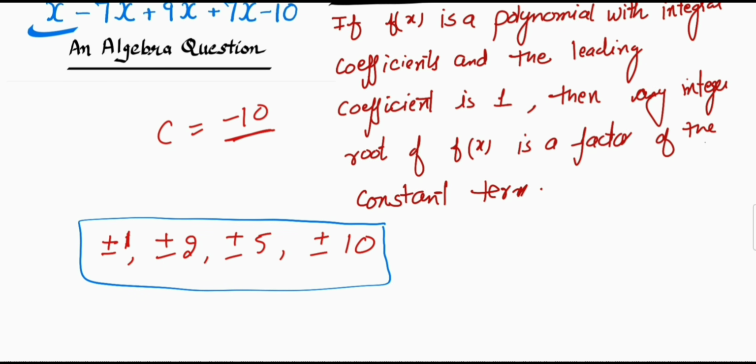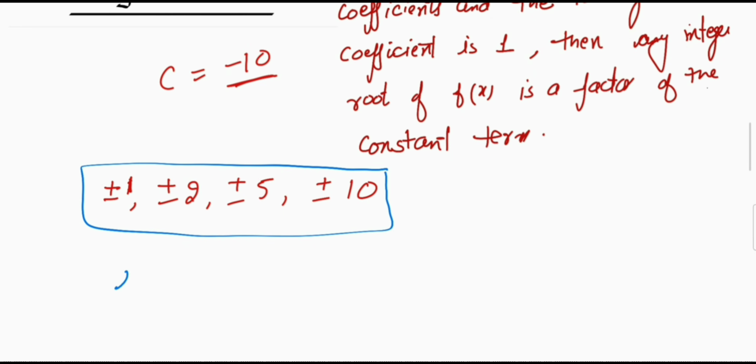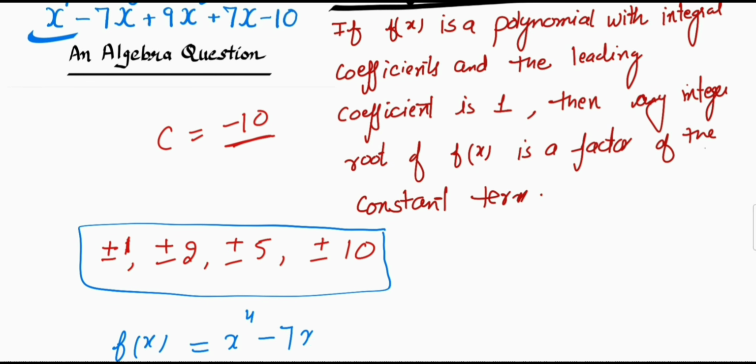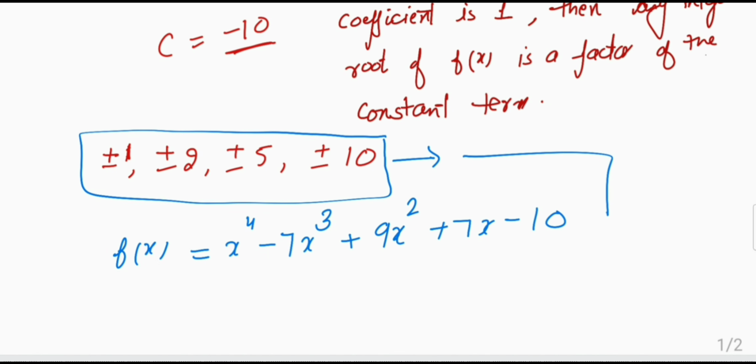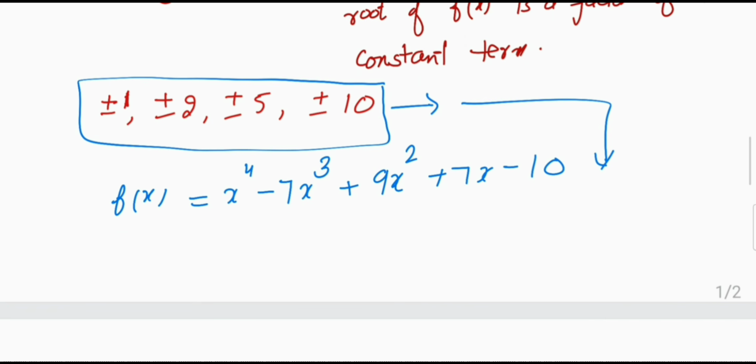Let me take the polynomial f(x) equal to x raised to power 4 minus x raised to power 3 plus 9x square plus 7x minus 10. Now all these are the possible factors of this polynomial. One by one, by putting all these values, we can find out the factors of the polynomial. Let's take 1 as a factor of this polynomial. Then f(1) must be equal to 0. If it is 0, then it is a factor of this polynomial. If it is not equal to 0, then it is not a factor.